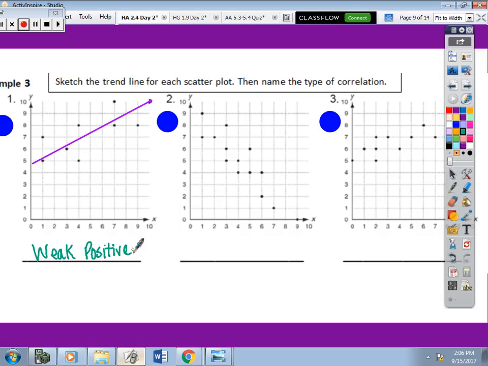For me personally, when I look at this one and I see them scattered and I look at the next one and I see them clustered closer, I think this one would be strong because they're closer together than these ones. I compare the questions whenever I look at them. So the next one, if we draw in our trend line, that one should be a strong negative in my opinion.